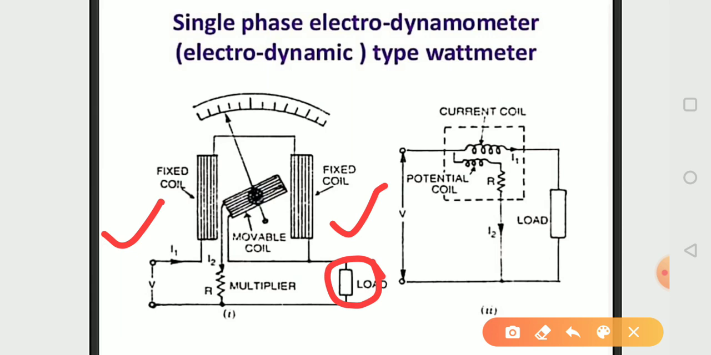And here this is the movable coil. This coil is made up of fine wire and it has a large number of turns. It is connected across the supply voltage. It is also called the pressure coil. So here the fixed coil is called the current coil and the movable coil is called the pressure coil.